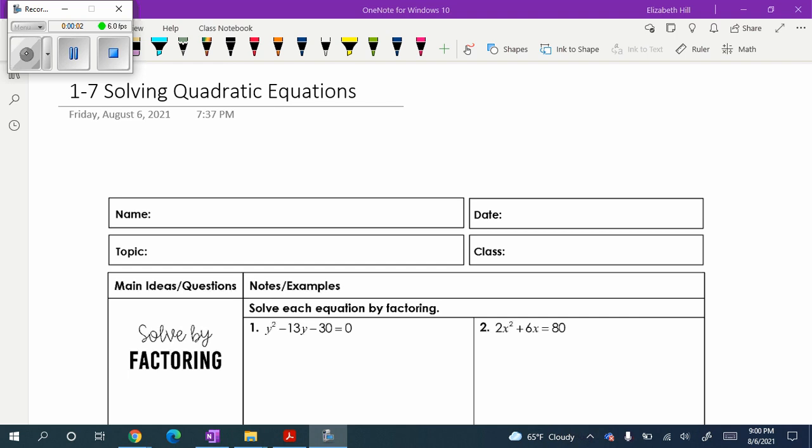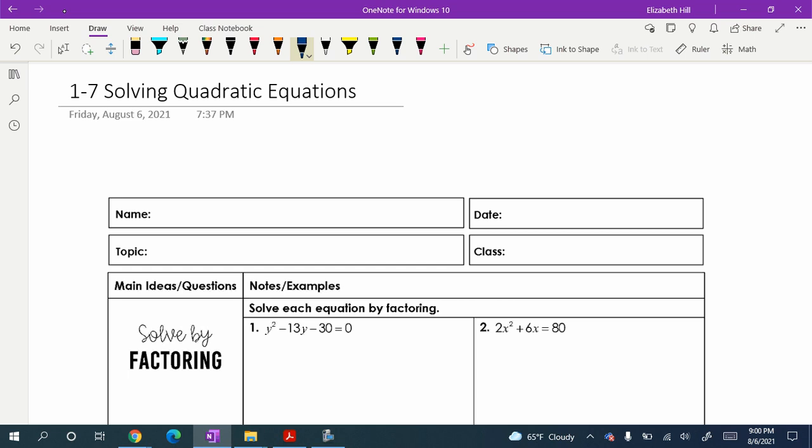All right, here we are in section 1.7, which is going to be reviewing how to solve quadratic equations, and we're going to take a look at a couple different ways that you can solve them. This is the algebraic way of solving it, just the same way that we did with the absolute value.